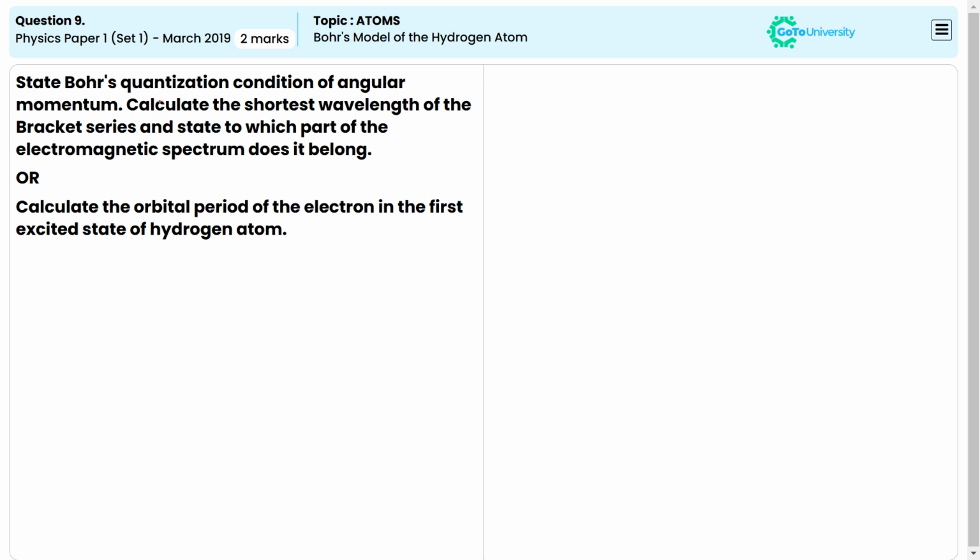State Bohr's quantization condition of angular momentum. Calculate the shortest wavelength of the Brackett series and state to which part of the electromagnetic spectrum it belongs.